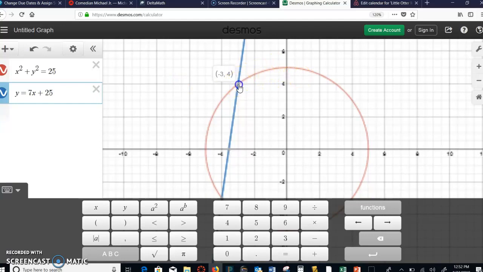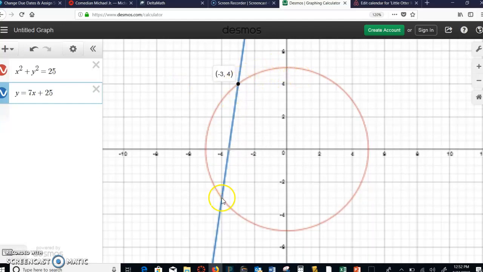And so if I go to the first point, there's the point (-3, 4) and (-4, -3), and those are my two points of intersection. And so that's how we solve systems using Desmos graphing calculator.